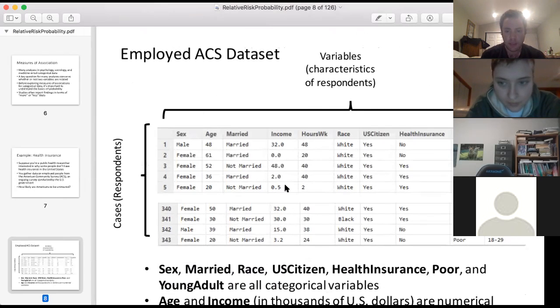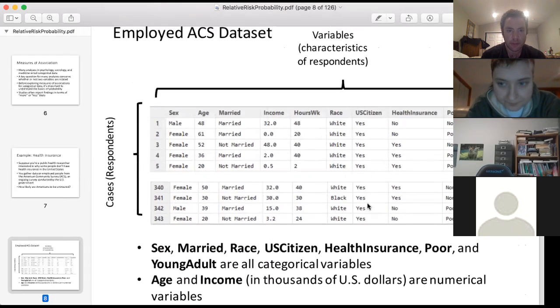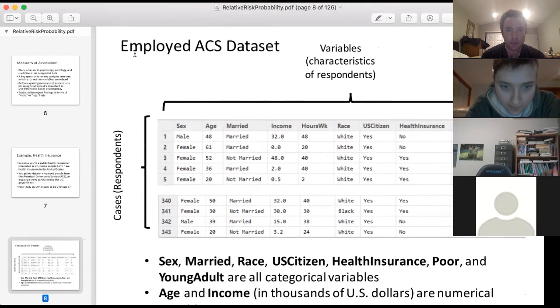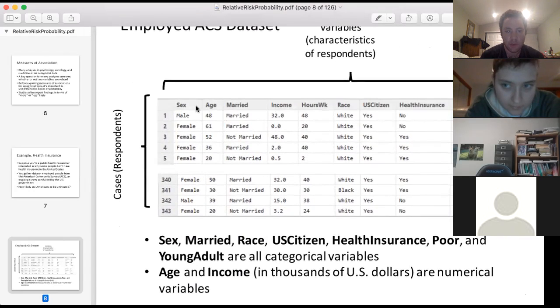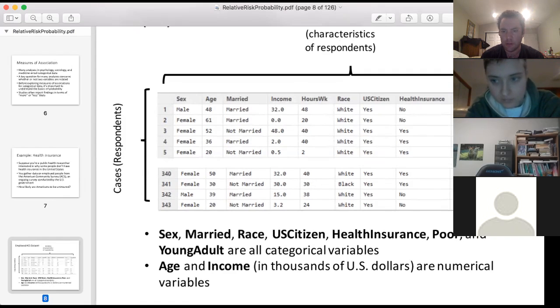So this is how the data set looks if you pull it up in R. This data set is available on the course website. It's called the Employed ACS data set. As you can see here, we have different variables up top. We have both categorical and numerical variables. We have sex, which is a categorical variable, and then we have age, a numerical, married, income, hours per week, this is how many hours they work per week, their race, whether they're a US citizen or not, whether they have health insurance or not, whether they're poor or non-poor, and whether they're considered to be a young adult or not.